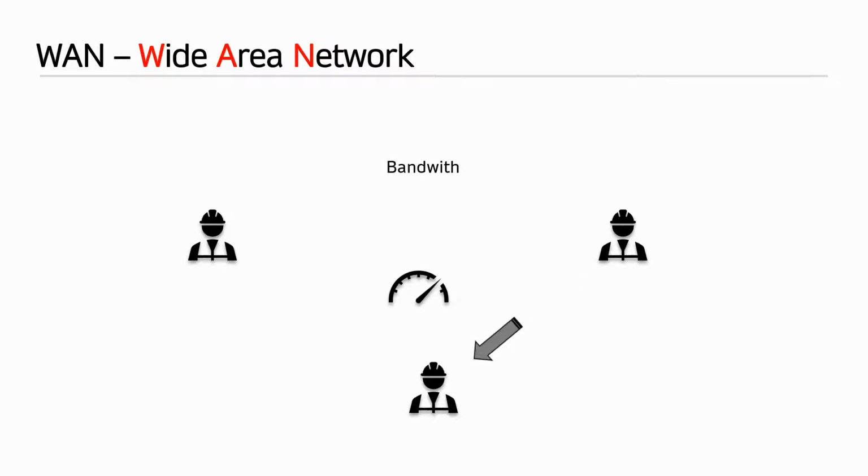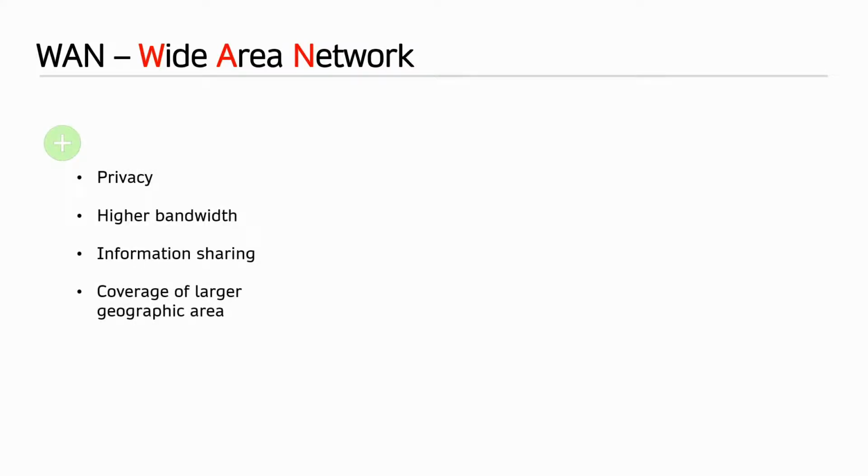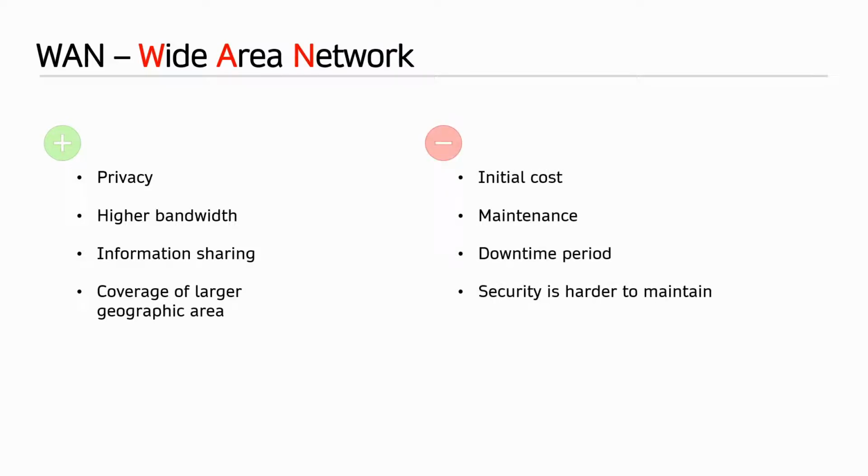A wide area network allows for higher bandwidth. And last but not least, a wide area network provides more privacy since communication is in most cases internal and often transferred on private lines. Now let's mention some positive and negative sides of wide area network. Privacy, higher bandwidth, information sharing, and coverage of a larger geographic area are positives. On the negative side, higher initial cost, maintenance, downtime period in case of failure, and security is harder to maintain.